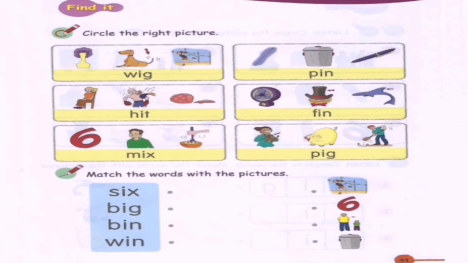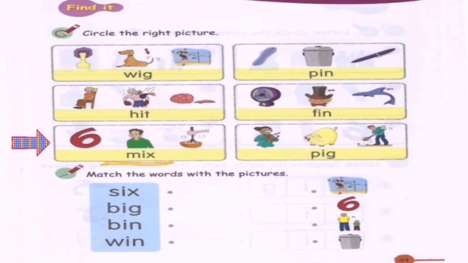So all you need to do is to read the word like this box. W-ig-wig. And then you will find the picture of wig in the box and circle, just like this. The second box, the word there is hit. So kids, circle the picture of hit. Which one there is hit? Circle it.